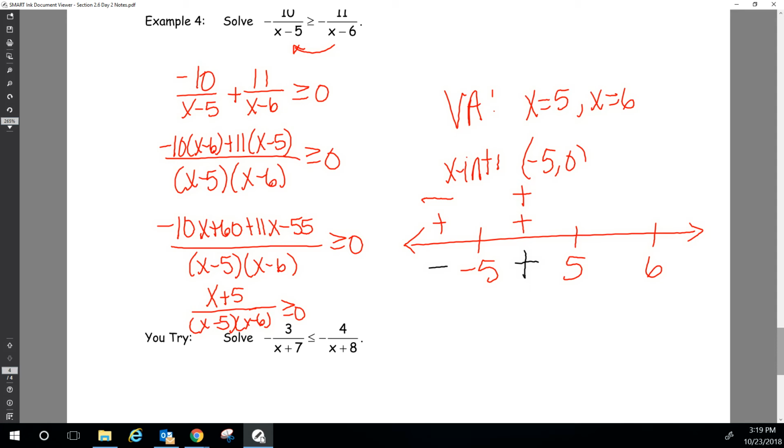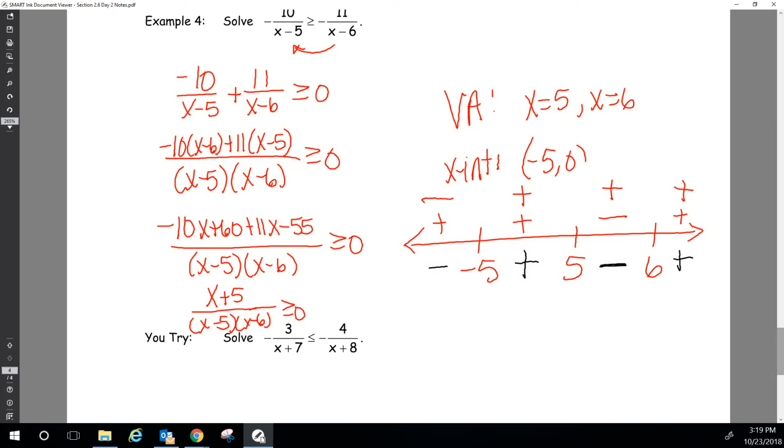Between 5 and 6 would be 5.5. So 5.5 plus 5 is positive. 5.5 minus 5 is positive, but 5.5 minus 6 would be negative. So positive times negative is negative. Positive divided by negative is negative. And finally, bigger than 6 would be 7. 7 plus 5 is positive. 7 minus 5 is positive. 7 minus 6 is positive. Positive is positive, positive divided by positive is positive. I feel like that's a tongue twister.